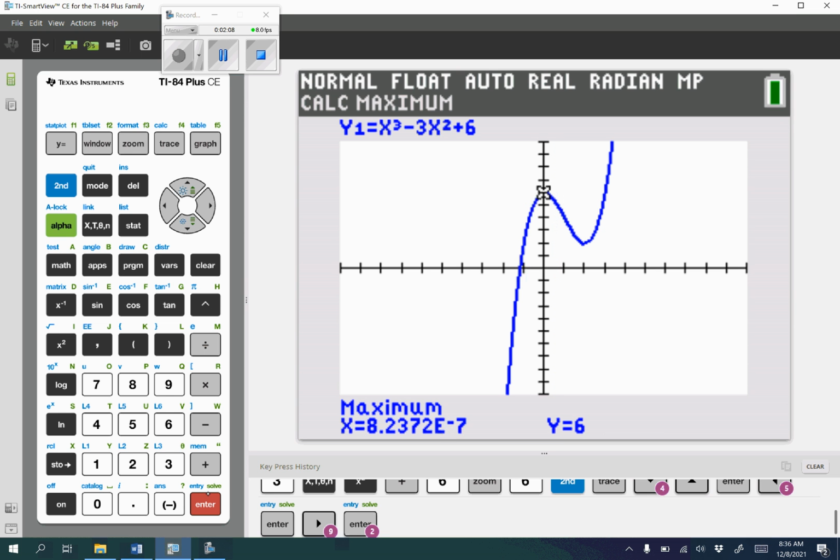And there we go. So now notice that here, x is this 8.2, but we see e to the -7th. Remember, we kind of talked about this, especially when we try to find the x-intercepts for quadratics. If you ever see e to a negative number here, just represent it as 0. Really, the graphing calculator is trying to get as close or as approximate as possible. So really, our local maximum is going to be (0, 6).